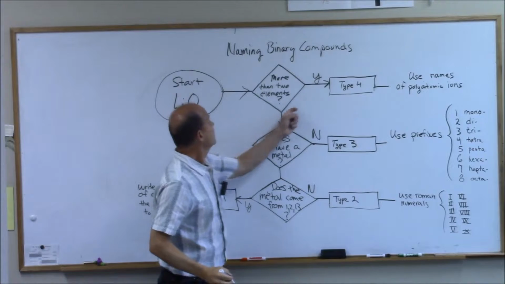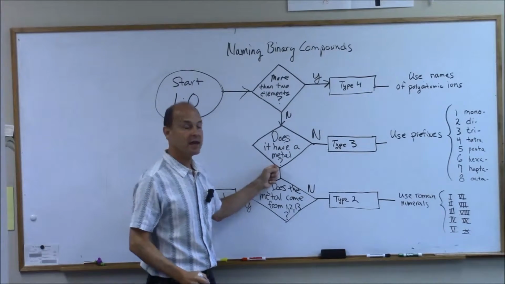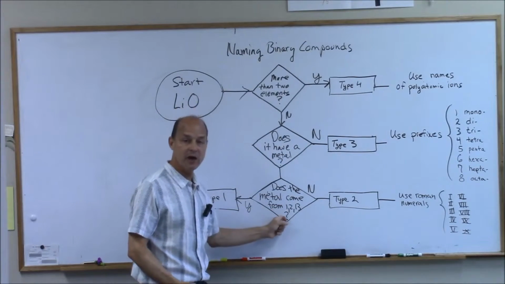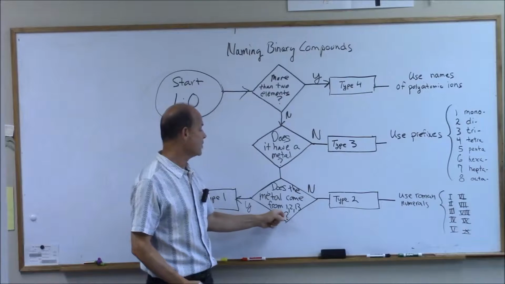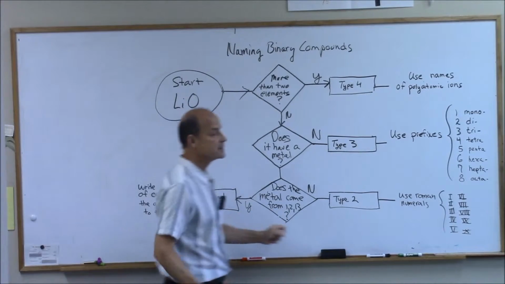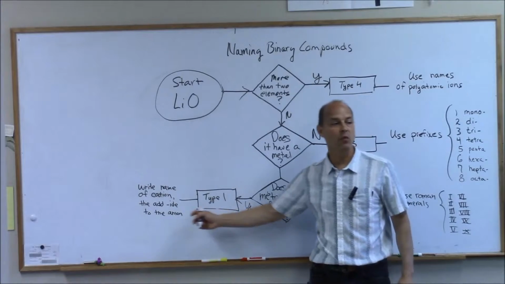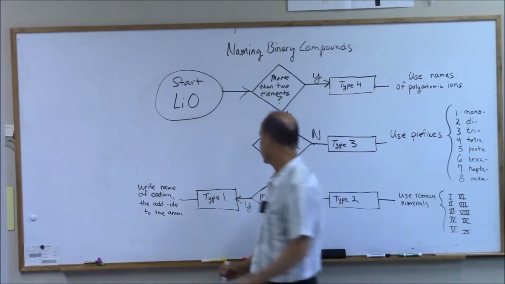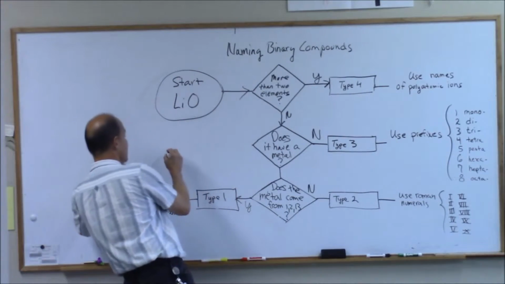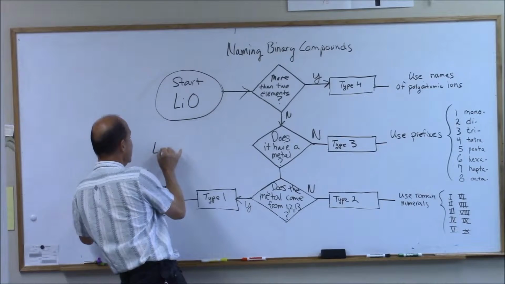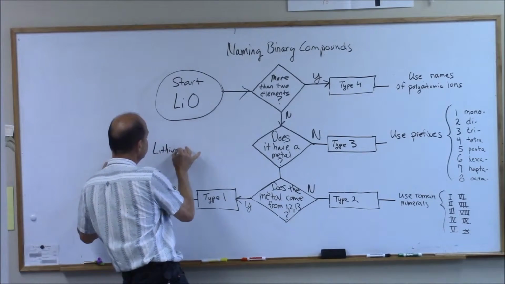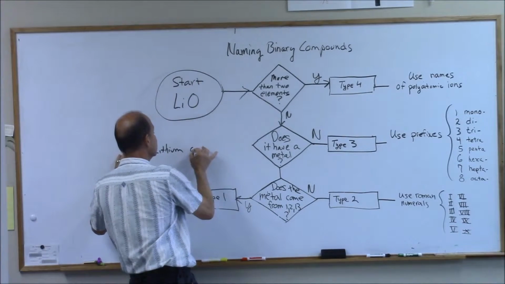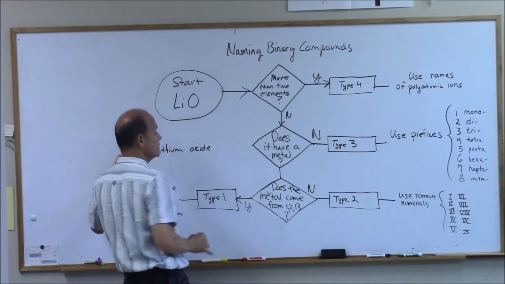If there are not more than two, then we go down to the second question, which is, does it have a metal? Yes, lithium is a metal. So then we come down to the third question, does the metal come from groups 1, 2, or 13? Yes, it does, and so it's a type 1. It's the easiest type to name. We just write the name of the cation, L-I-T-H, and then add IDE to the anion. So lithium oxide is the name of that one.